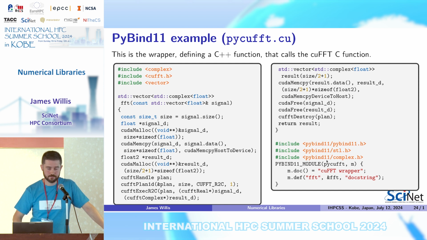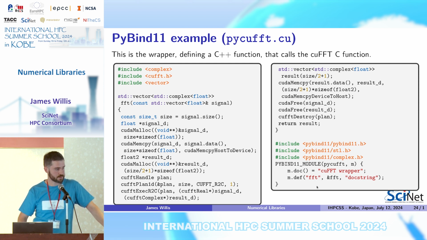Now when we use PyBind, again, we include the headers to the PyBind library. All we do is create a module and give it a name. We're going to call this PyCUDA FFT, and give it a description of what it is. All we're doing is wrapping the CUDA FFT library, remember? And we are defining a function in this Python package called FFT, and then we point it to the FFT function that we've created there.